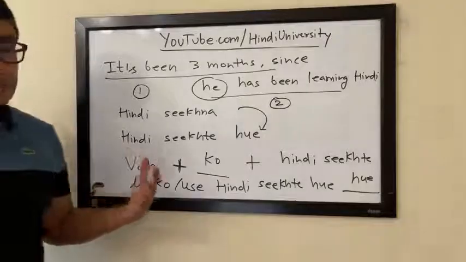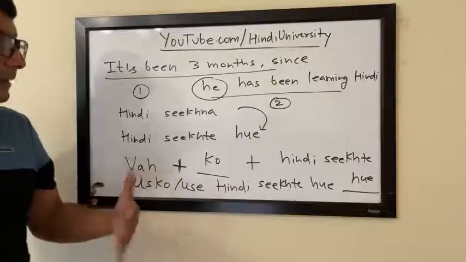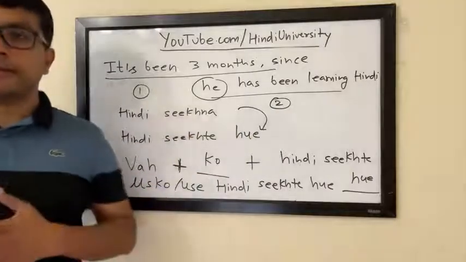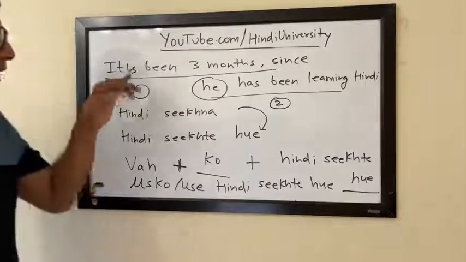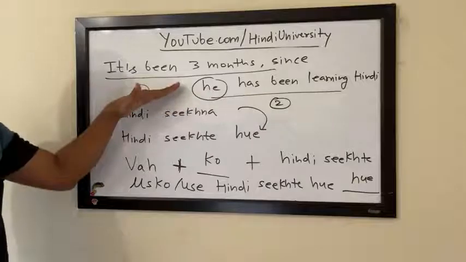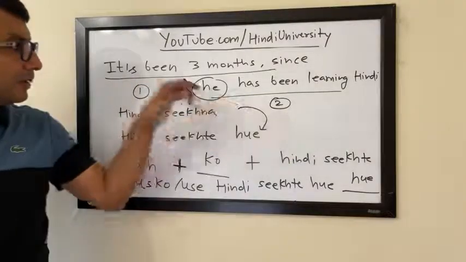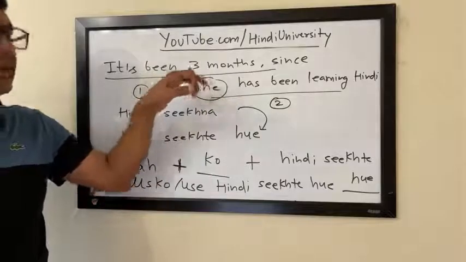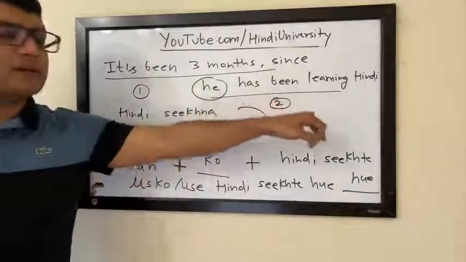So now we basically put both the parts together. Let me try to explain again, because I'm sure it's such a hard thing. Some of you may have missed it. It's been 3 months since he's been learning Hindi. So we deconstructed the sentence into 2 parts. Part 1 is basically 3 महीने हुए हैं. Now we are talking about part 2: he has been learning Hindi.